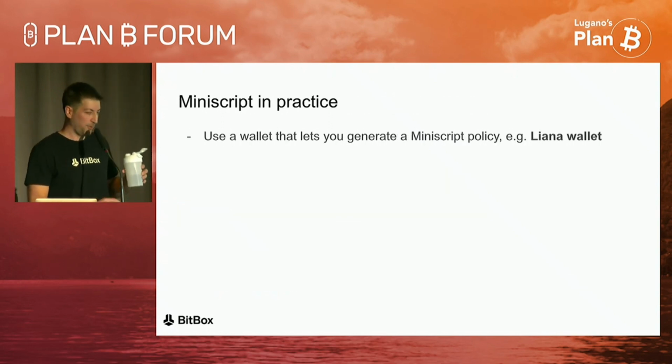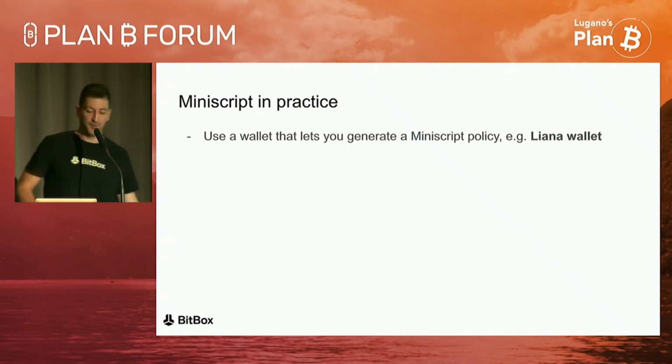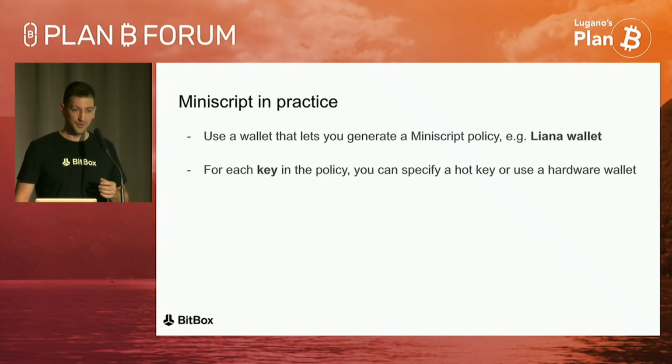How does this look in practice? If you want to use Miniscript, what do you do? First you get a Miniscript-enabled wallet. Lugano wallet is one of the first, maybe still the only one, but there will be more for sure. So you start by creating a wallet, and as you saw before in the screenshot, you either put in your policy by hand or you have a graphical user interface for it. Then for each key in the policy, you specify what the key is. It could be a hardware wallet. It could be a seed phrase that you type in.